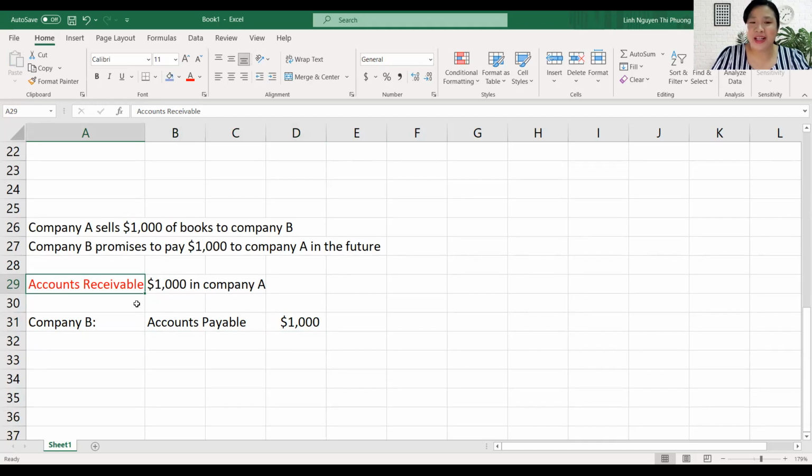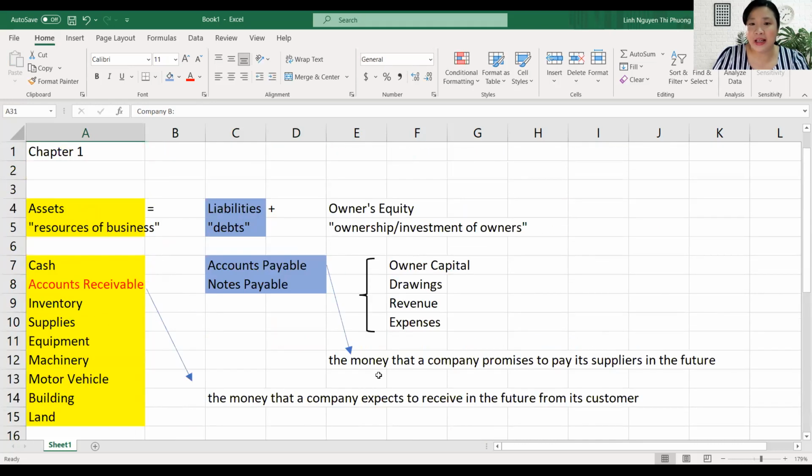So what is the difference again? Account receivable means the amount that company A expects to receive from company B in the future, okay? Accounts payable means the amount of money that company B promised to pay to company A in the future, but it has not paid yet. It's owed money to company A. So we call it account payable. And then we have note payable, all right? So what is note payable?